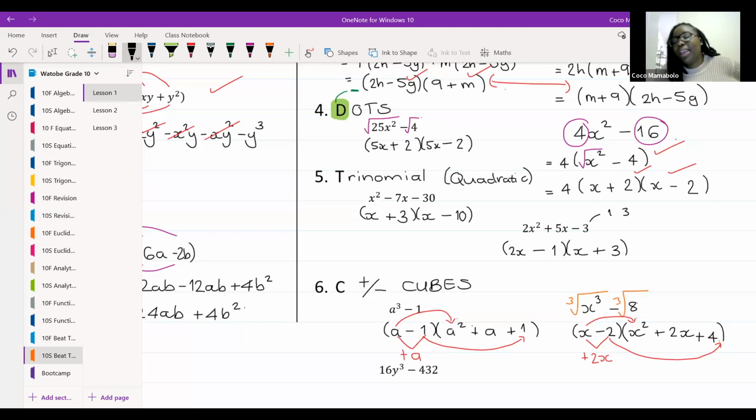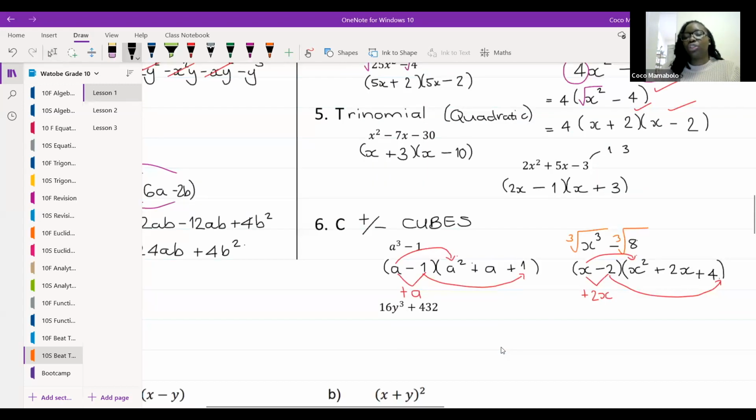Give me a thumbs up if this makes sense. Excellent. Delaney, can I ask you to put your hand up for me, so you and I can have a bit of a chat? I'm glad most of you guys are seeing it. Here's your next challenge, the one down here. 16y squared plus 432. I want you guys to factorize this for me, please. Go for it.